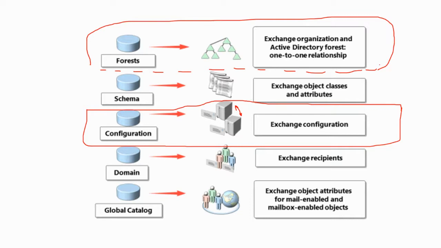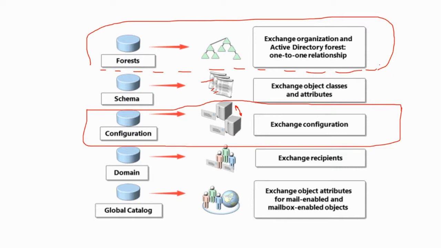So we have the same thing as we saw before. The schema also replicates the same way. So here, Exchange object classes and attributes. As we saw for the configuration, we have the same thing. Schema also. The data is common to all domains in the forest, and Active Directory Domain Services replicates it to all domain controllers in the forest.